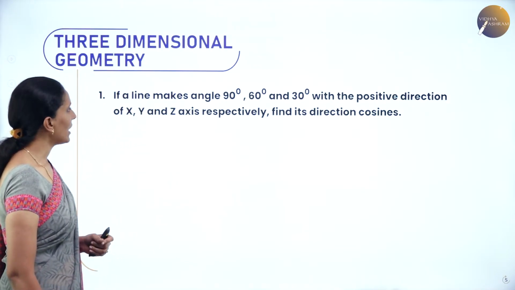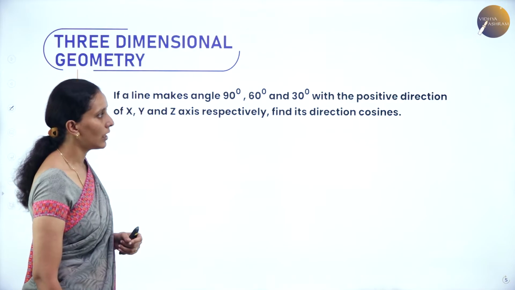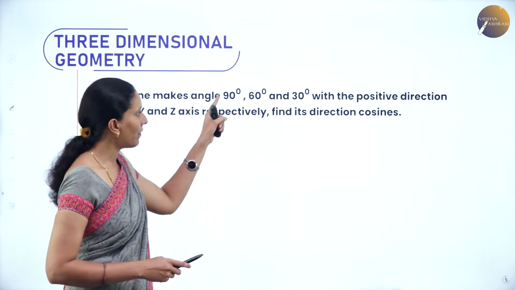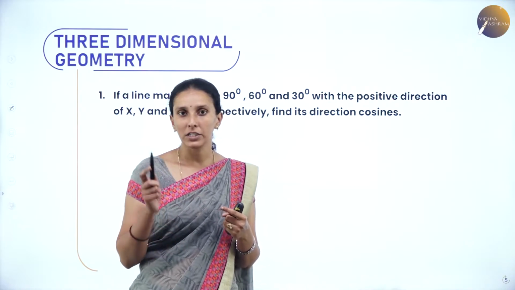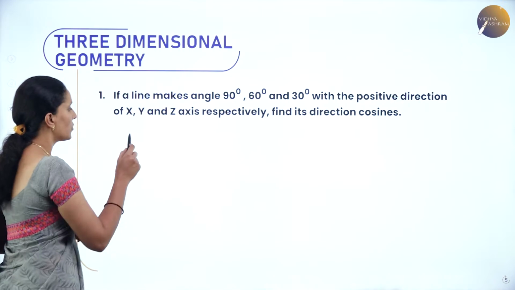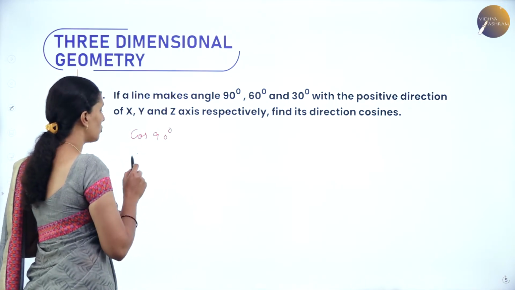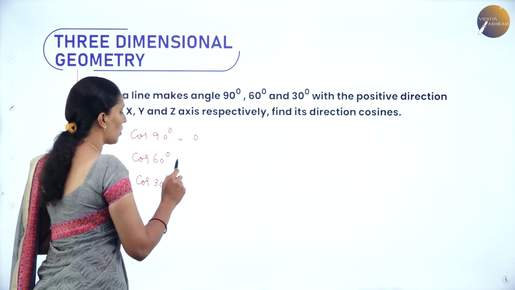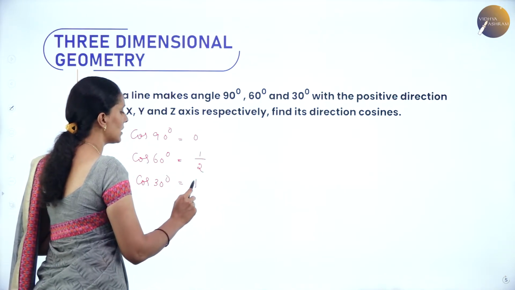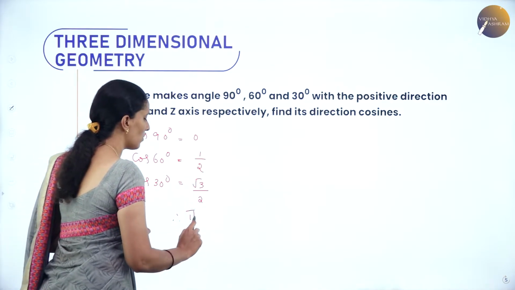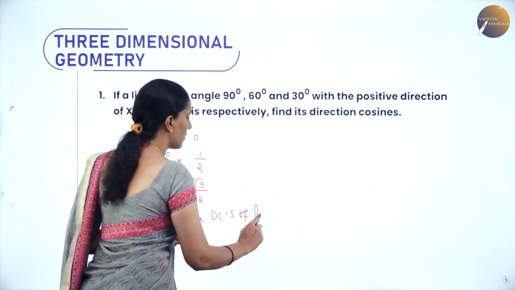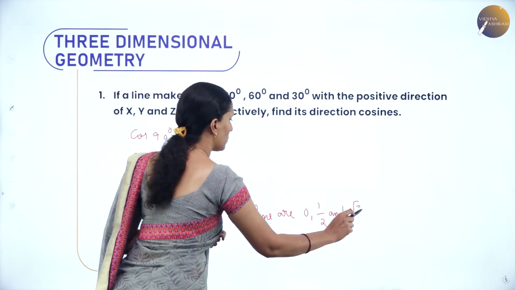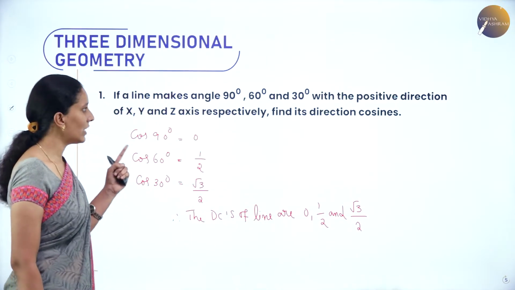Now, if a line makes angles 90 degree, 60 degree and 30 degree with the positive direction of the x, y, z axes respectively, find its direction cosines. They have given alpha, beta and gamma. We need to find cos alpha, cos beta, cos gamma, that is the direction cosines of the given line. So we have cos 90, cos 60 and cos 30 degree. Cos 90 is 0, cos 60 is 1 by 2, and cos 30 is root 3 by 2. Therefore, the direction cosines, or DCs, of the line are 0, 1 by 2 and root 3 by 2.